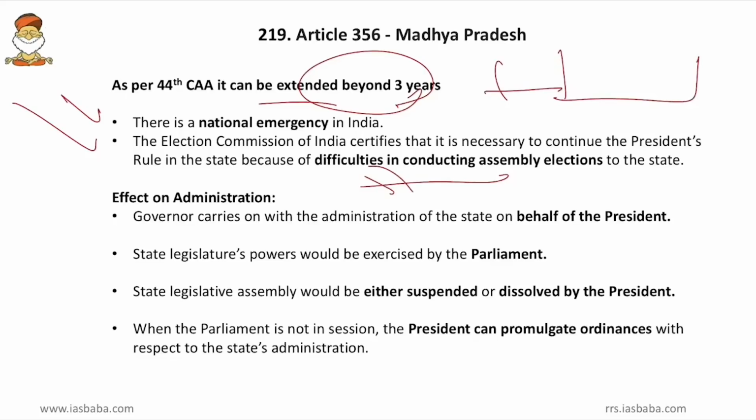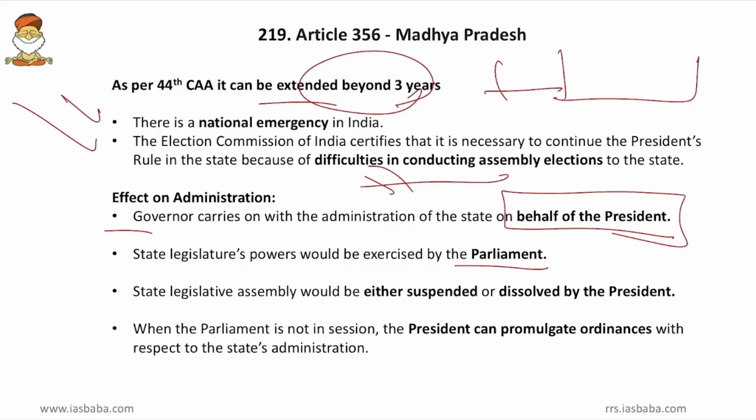Then, effect on administration. What are the effects on administration regarding presidential rule? The Governor carries on with the administration of the state on behalf of the President. So, the President and the Governor become the sole executive authorities in the state. Then, the state legislature's power would be exercised by the Parliament. Now, the Parliament becomes the legislative wing of the state.